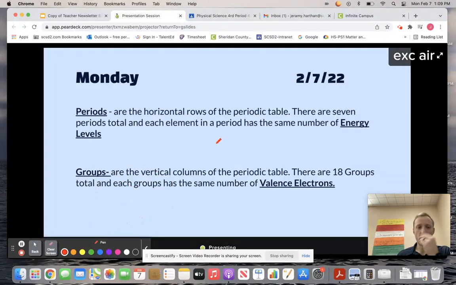Now, right below that, I want you guys to add this to your notes. So underneath the periodic table that showed us the periods, that's the horizontal rows. There are 7 periods, and each element in the period has the same number of energy levels. Okay, this is going to be really important. We're going to talk about what we mean when we say energy levels. Okay, so we're going to add that there. Same thing with groups. Okay, so go ahead and pause the video and add this to your notes.